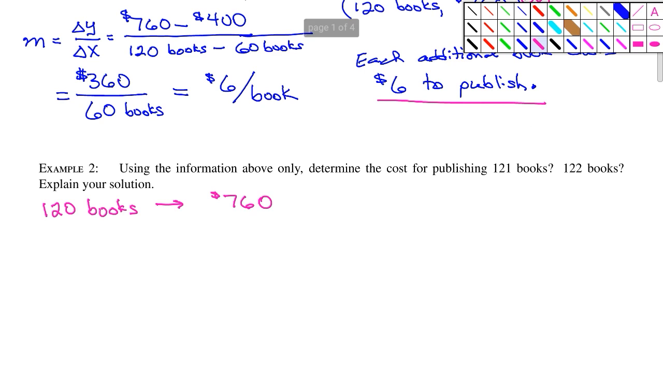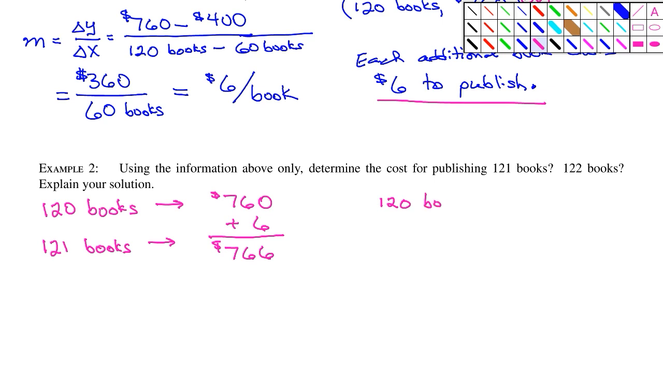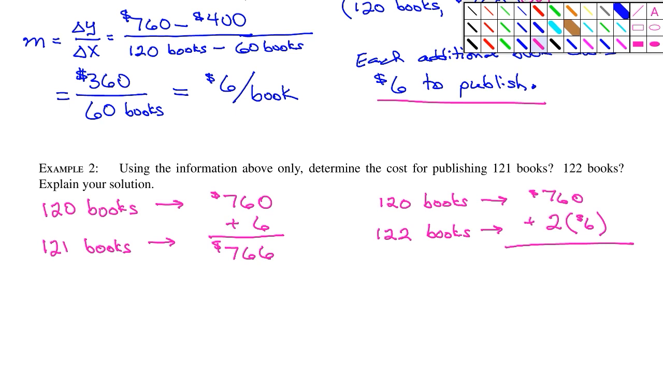So 121 books is, we're going to take that base value of $760 and we're going to get $766. And then if I start with 120 books, that was $760, and I want 122 books, then I'm going to add 2 times the $6, because this slope has been changed by 2 factors, because it was 2 additional books. And that is $772.